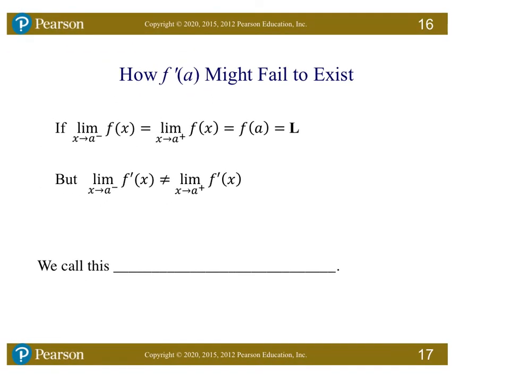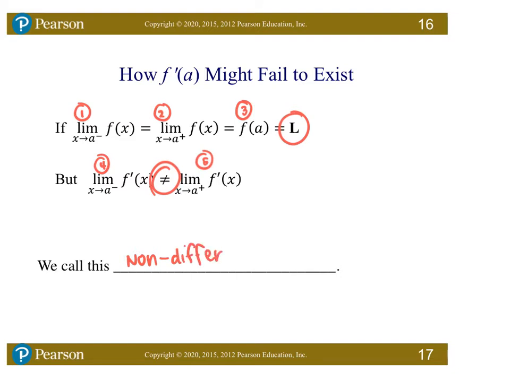So the conclusion is, if you have step 1 equal to step 2 equal to step 3, and all equal to L, but step 4 and step 5 are not equal to each other, that's called, and we just used that word, non-differentiability. Non-differentiability: when the first 3 of the limits all match, but the derivative limits do not.